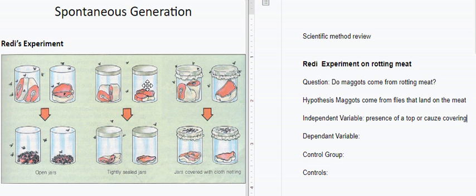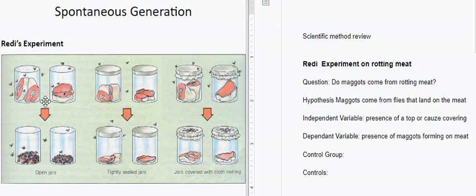Now, you might be thinking, well, I thought you were only allowed to have one independent variable. That is true. There is only one variable in this case, and it's the covering on the jar. Either there's no covering, it's sealed covered, or it's got the gauze cover. The dependent variable is the variable that we measure in our experiment. So Reddy's experiment, he was looking for the presence of maggots forming on meat.